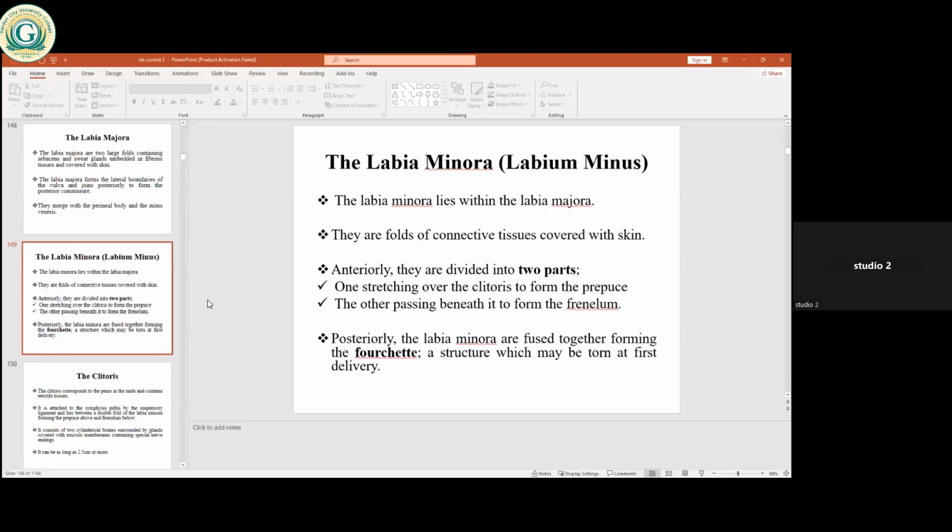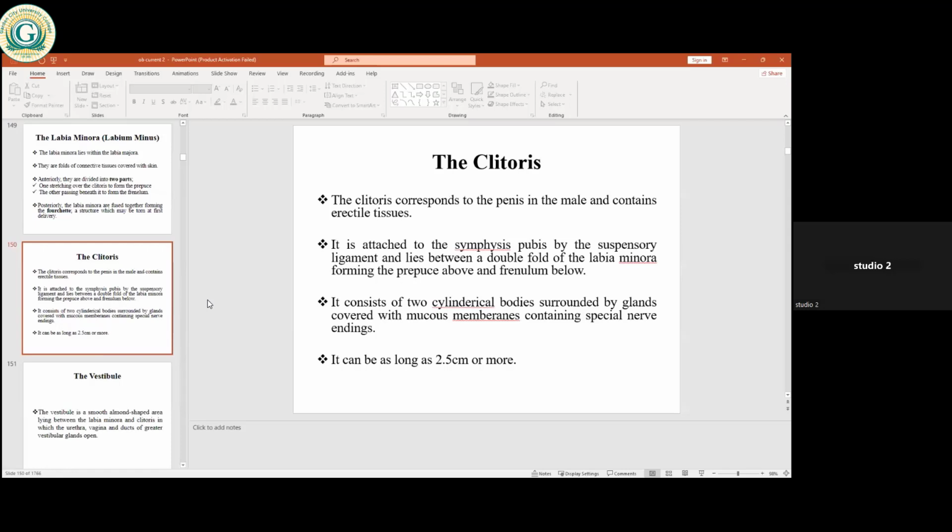Posteriorly, the labia minora are fused. View a woman standing or lying dorsally. When we say posteriorly, we are talking of the back. The labia minora form the fourchette. We talked about that last week. As I was made to understand, we ended at the clitoris. So let's start the lecture.